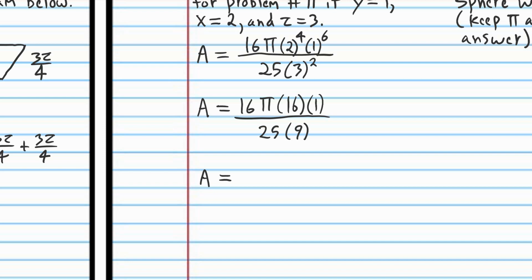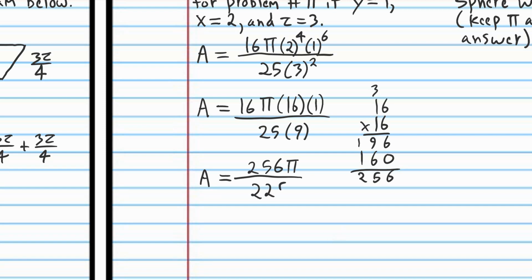So 16 times 16, we can get the calculator out for that, or you can do it off to the side. Actually, this is not a decimal problem, so we should probably go ahead and just do it off to the side. 6 times 6 is 36, carry the 3. 6 times 1 is 6, plus 3 is 9. Put a placeholder. 1 times 6 is 6, 1 times 1 is 1. Add those up, and you get 256. So we have 256 pi, and then 25 times 9, that would be 225, I believe.